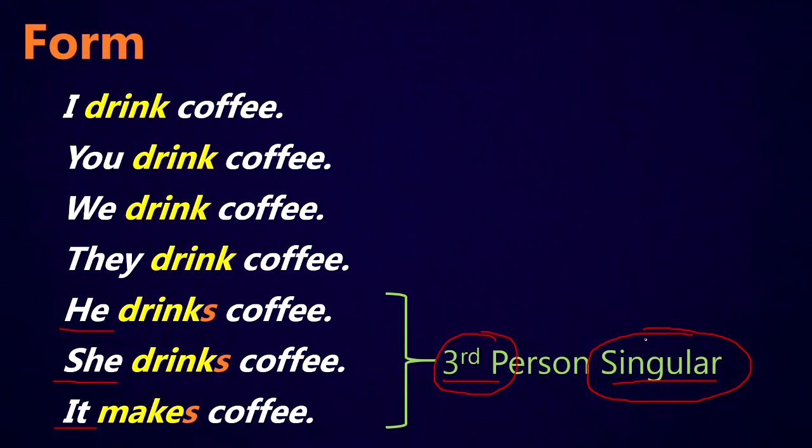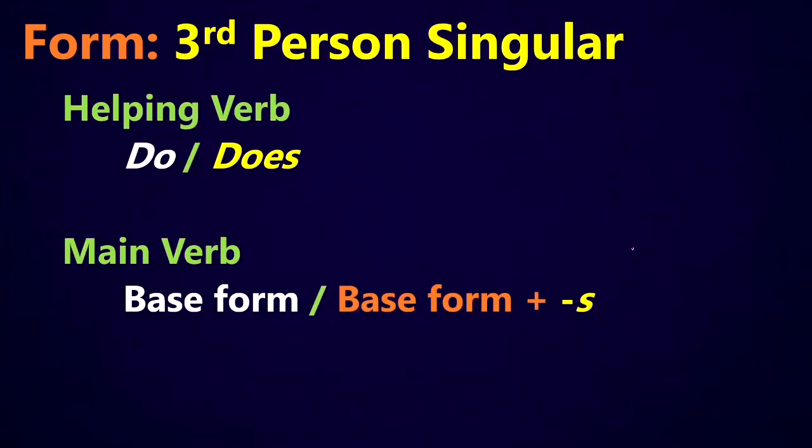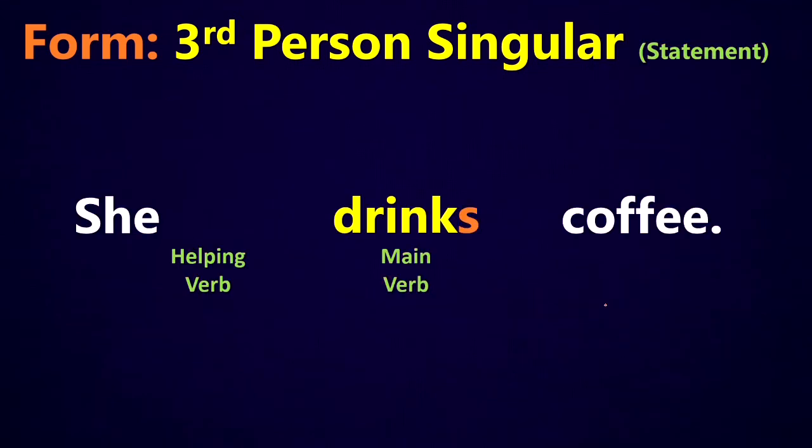And this is where a lot of English learners make mistakes, is they forget about this little S that we add on. So if we look at the third person singular, the helping verb that we use is does. And the main verb will be the base form plus this S ending. But we don't use both of them together. So what does this look like?